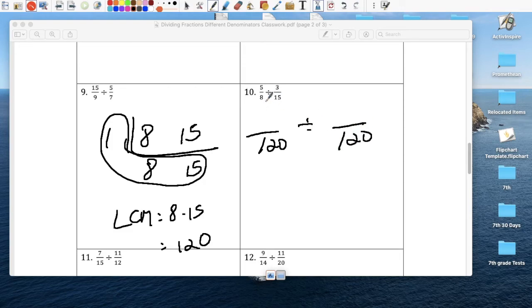8 times what is 120? It's times 15. So I multiply the top times 15, which is 75. 15 times what is 120? It's times 8. So I multiply the top times 8, which is 24. Cross cross, and we get 75 over 24.